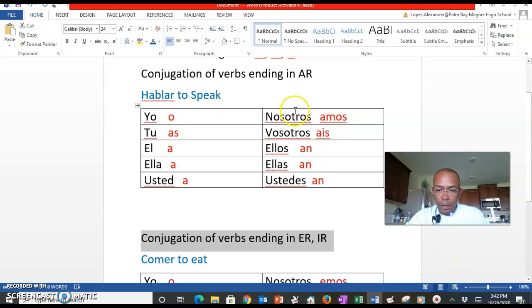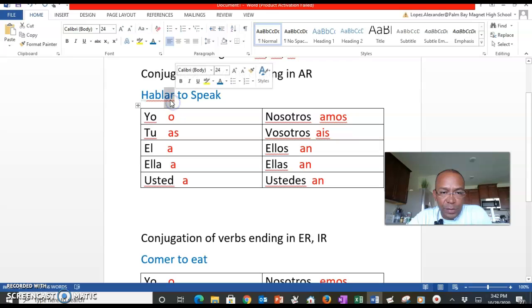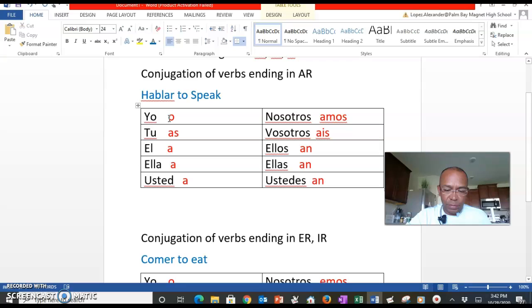Okay, so we have AR verbs like hablar. Hablar means to speak, right? Hablar and to speak, the A ends with AR. So all regular verbs that end with AR have these endings. For yo, you're going to get rid of AR and you're going to put an O. And you will say, yo hablo, like this. Hablar, hablaro, no. You get rid of the ending, AR, and you remain with an O, yo hablo.